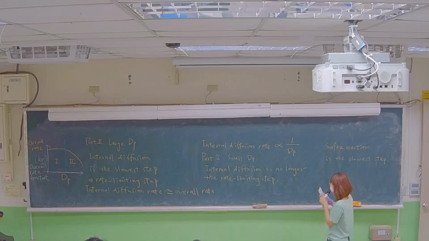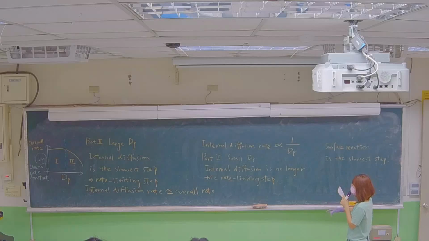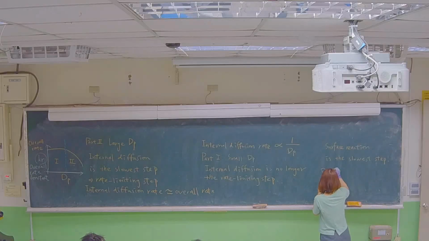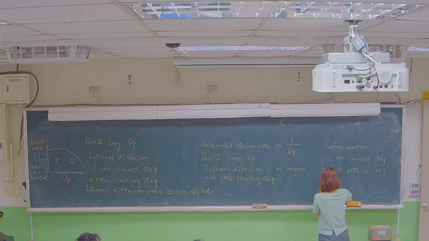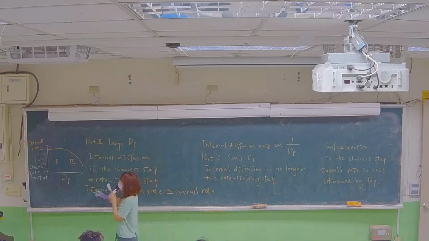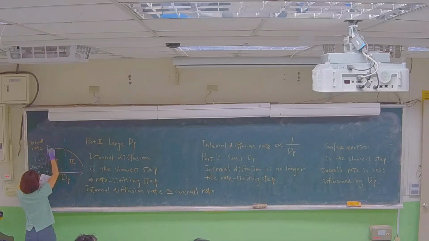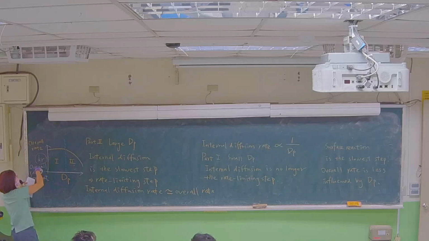Because internal diffusion is no longer the rate limiting step, the overall rate is less influenced by dP. Okay, so you see the almost unchanged value, almost unchanged overall rate with increasing dP. Any question?